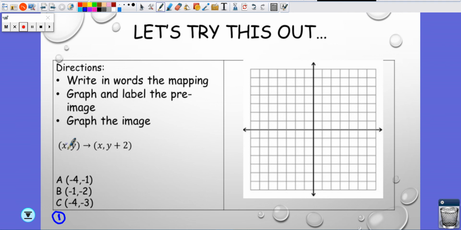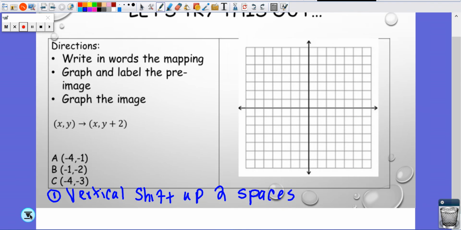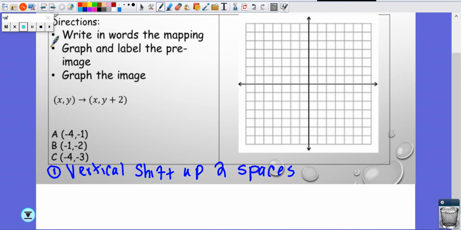The wording for this is this is a mapping, and this is with the X is going to stay the same, and the Y is going to go up 2. So this is what we call a vertical shift, and since that's plus, up two spaces. Sorry about that, guys. A vertical shift up two spaces. All right, so that was the first one.